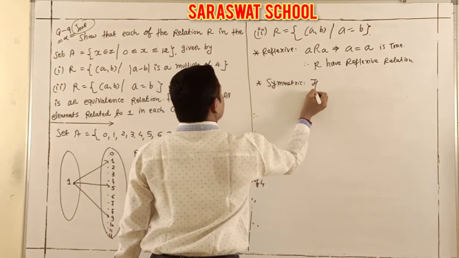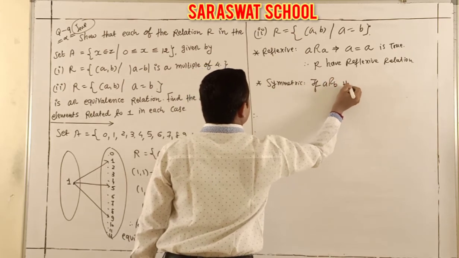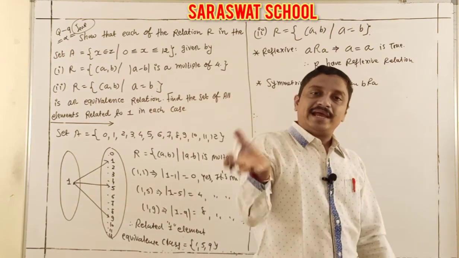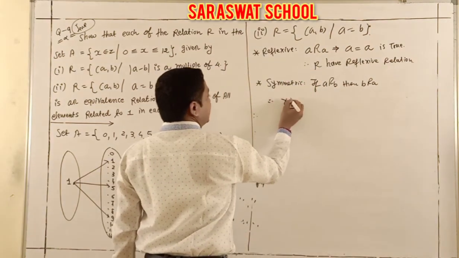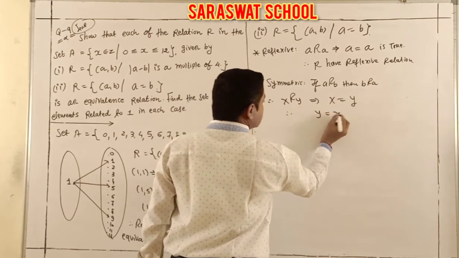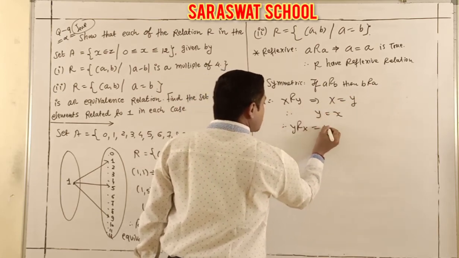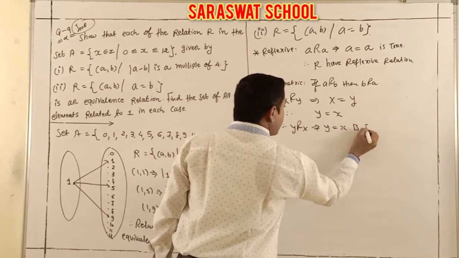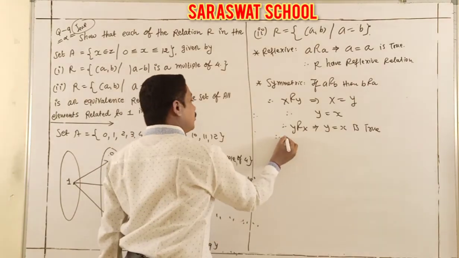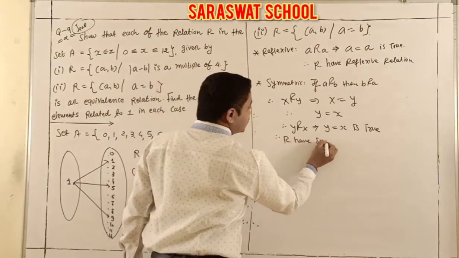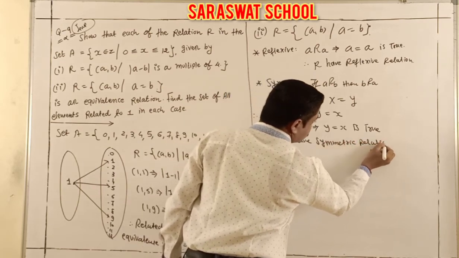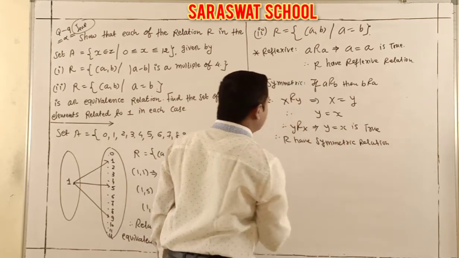Second, symmetric. What is the symmetric rule? If a relation b, then b relation a. So you check value a to b, then b to a. I check x relation y: x is equal to y, therefore y is equal to x. So y relation x is true. So finally, here R has the symmetric relation.